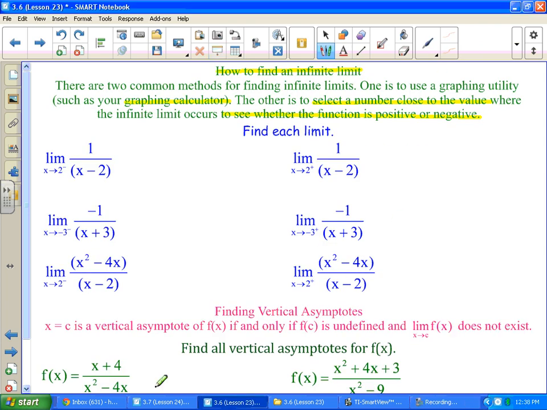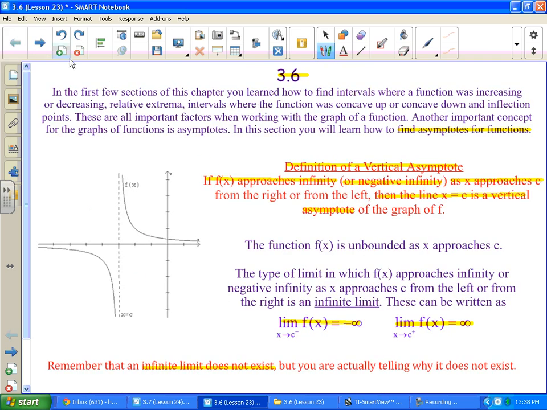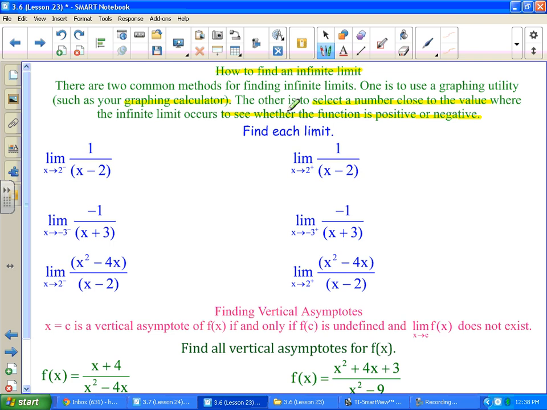So how to find an infinite limit? You can use your graphing calculator, and you can look at the graph kind of like we did here to see whether it's going to positive infinity or negative infinity. That's the easy way. A lot of times you don't have your calculator, so you have to actually select a number, and you're trying to find whether it's positive or negative. If it's an infinite limit, your answer should either be infinity or negative infinity. If you know it's positive, it's going to be positive infinity. If you know it's negative, it's going to be negative infinity. So that's what we focus on there. We'll go ahead and try a couple of these, and I'll let you try a couple of them on your own, and we'll see how we do here.